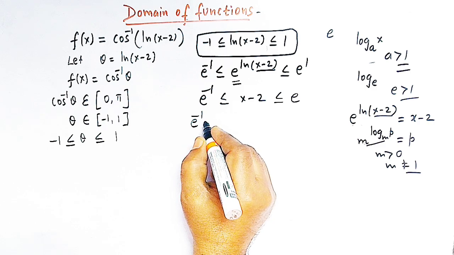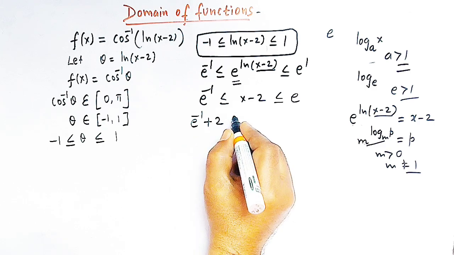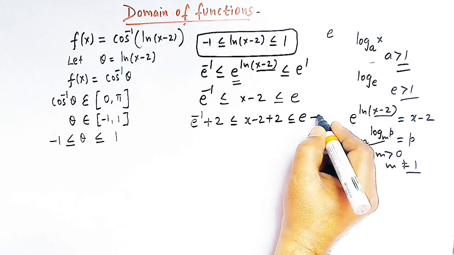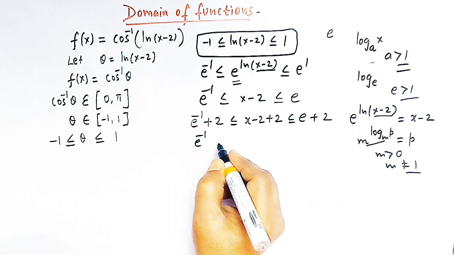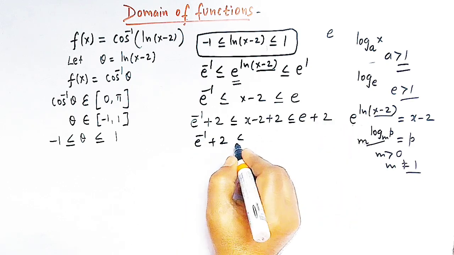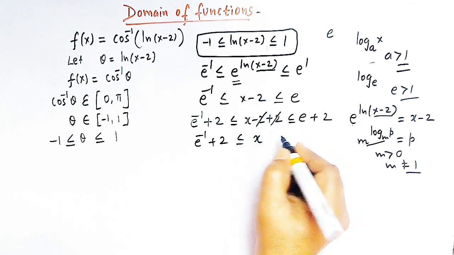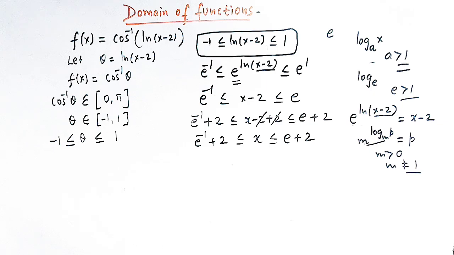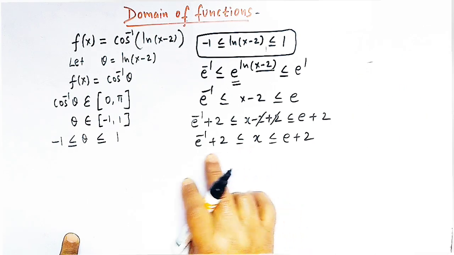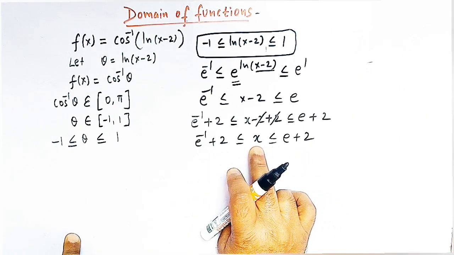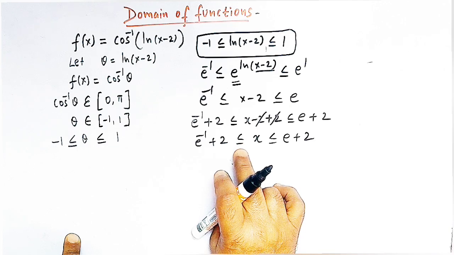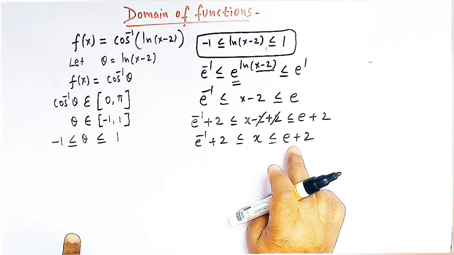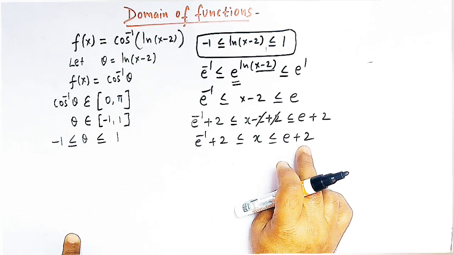So we have e raised to minus 1 plus 2, and here we have x minus 2 plus 2, and here we have e plus 2. So this is e raised to minus 1 plus 2, and here we have x, and here we have e plus 2. So now this inequality suggests that x is greater than or equal to e raised to minus 1 plus 2, but less than or equal to e plus 2, right?